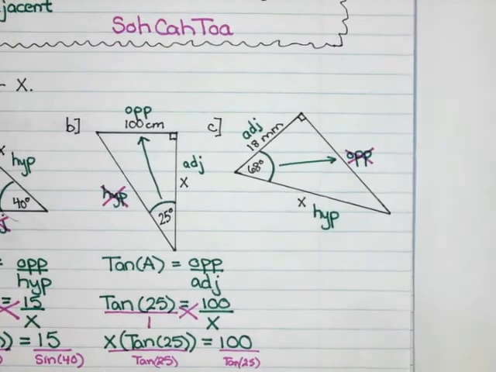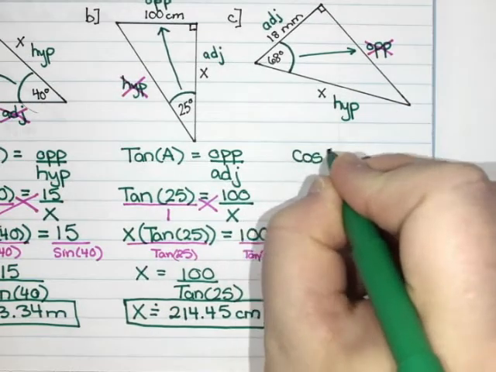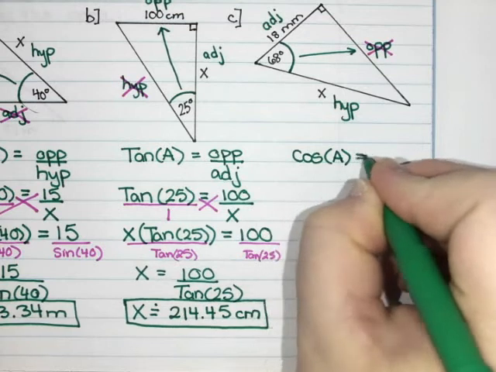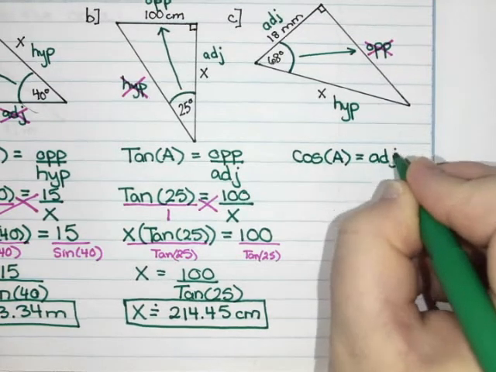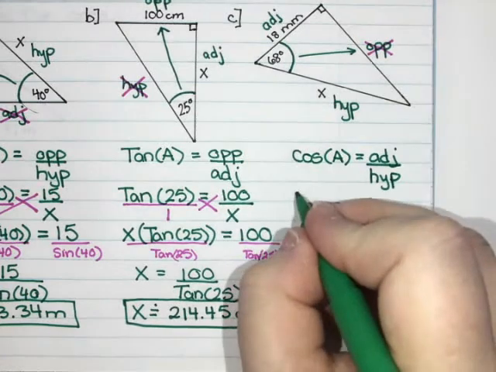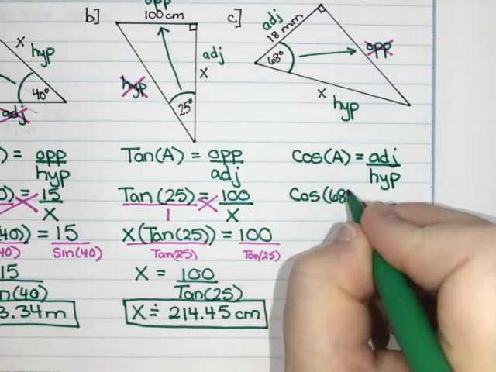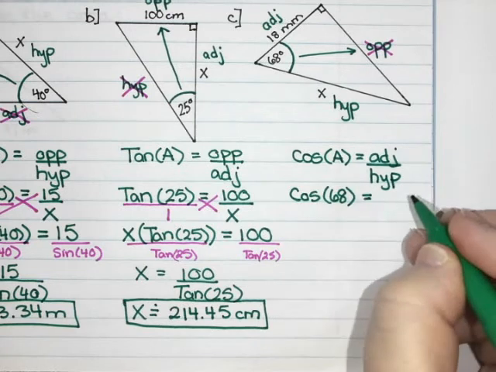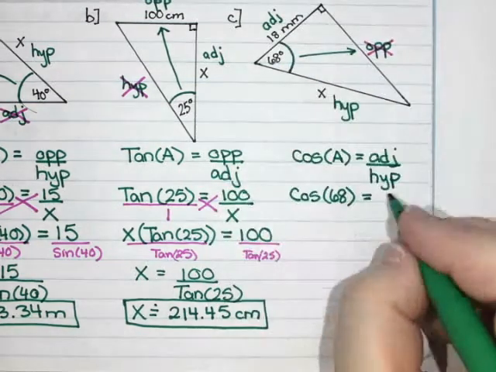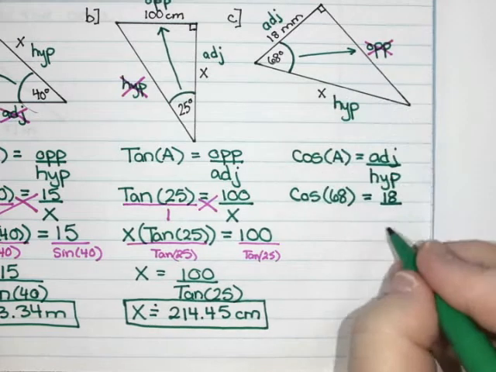So that means cosine of angle A is adjacent over hypotenuse. So angle A is 68 degrees. So cosine of 68 degrees is adjacent, which is 18, divided by my hypotenuse, which is x.